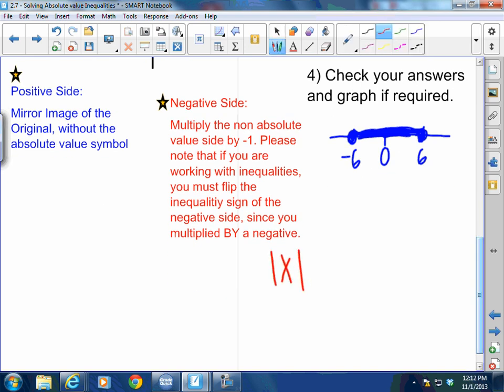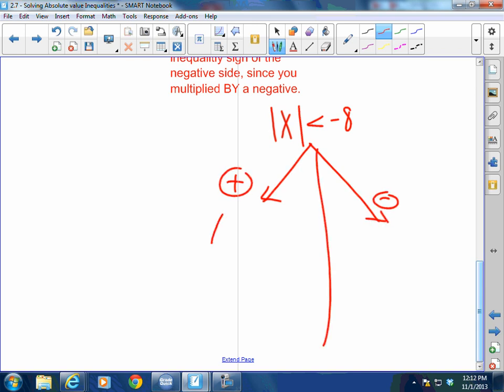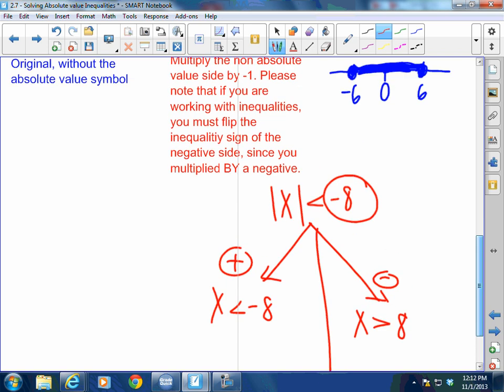Absolute value of x is less than -8. Okay? You're still going to have a positive side and a negative side. My positive side is the mirror image. The negative side, I multiply the non-absolute value side by negative. So that becomes x is greater than +8. Does that answer your question, son? Thank you so very much. Good job. Sir, you had a question, my man? Anyone else have any other questions on this?